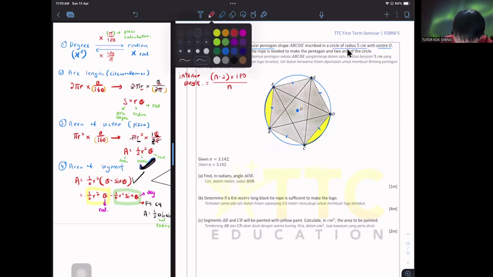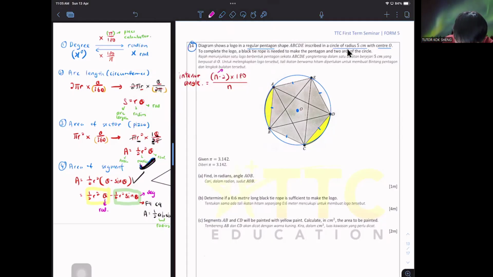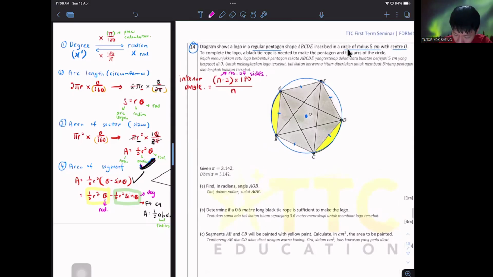So this n here, long time no see. This n here stands for the number of sides. Long time no see this formula. So I think we are able to find the angle already inside the pentagon. Okay, this one later. We continue the sentence first.